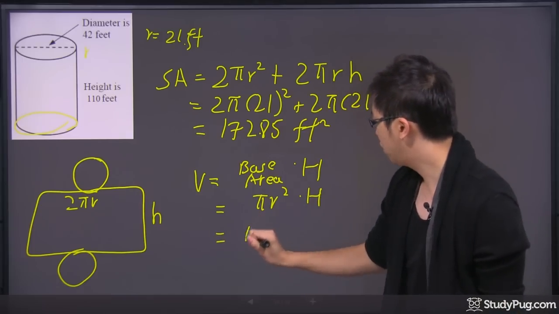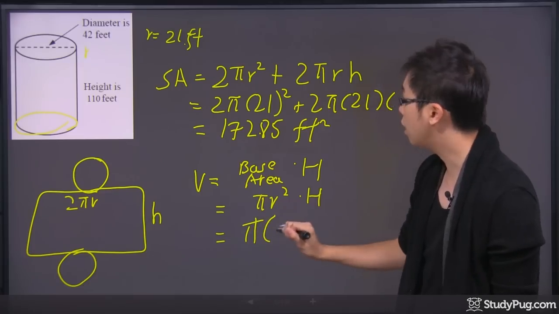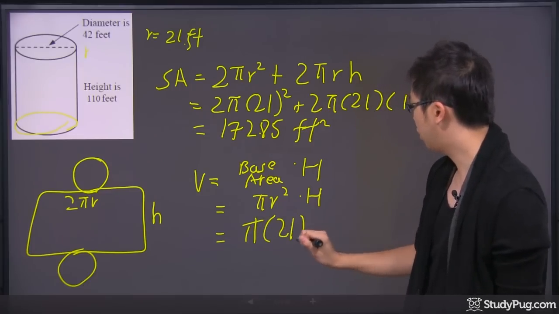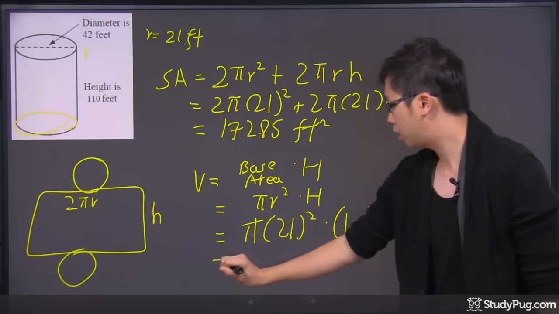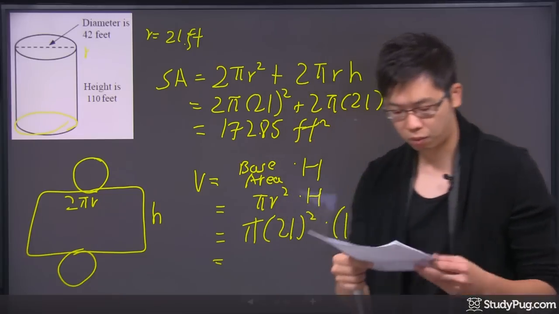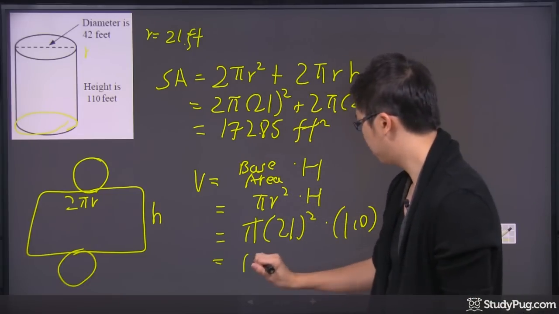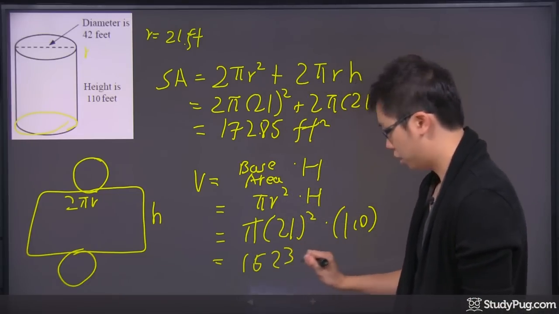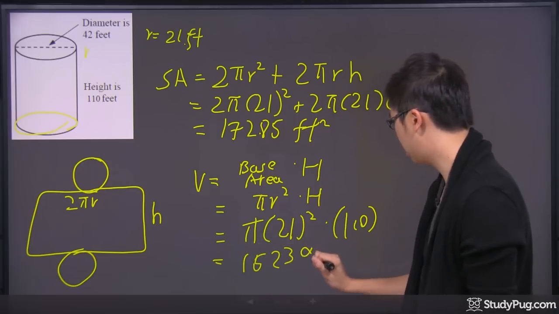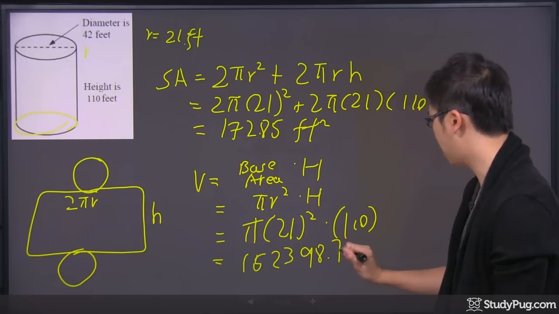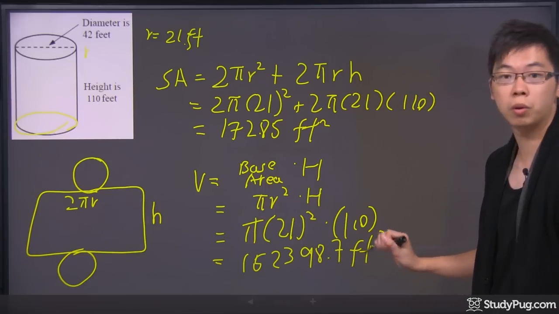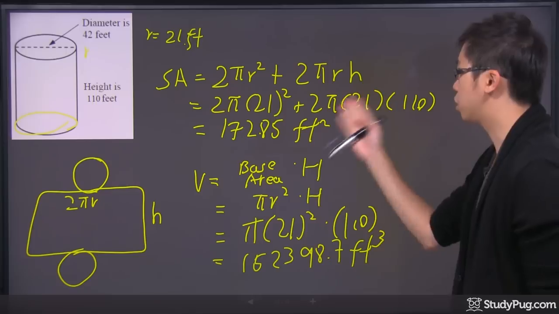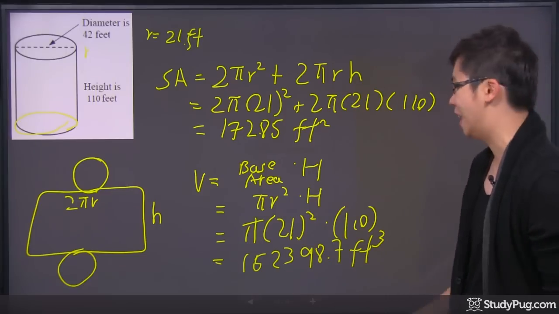So let's quickly fill in the information that we have. Here's my pi. The radius is 21 squared, and times the h, 110. And your answer now would be 152398.7, and we got ourselves the feet cubed. Okay, remember the volume is in cubes, the surface area is in squares. Okay, and that's your answer right here.